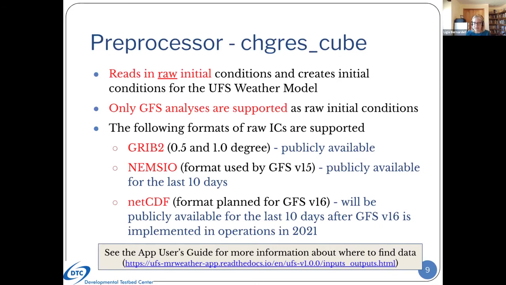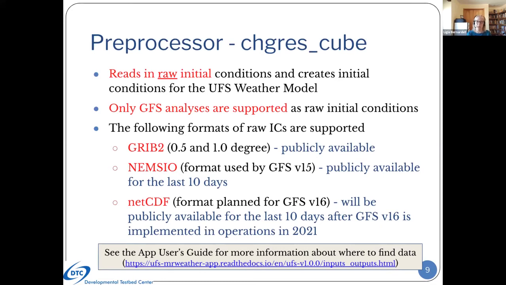Okay, now the NetCDF files, as I mentioned earlier, it's a new format that was just added for the version 1.1 release of the app. And the reason we added this format is that the upcoming GFS version 16, which will be implemented in operations in 2021, will no longer be outputting NEMS.io files, but instead will output NetCDF files. So if people want to use the forecasts, the analysis of that GFS version 16 to drive the application, they will have to ingest the NetCDF files.